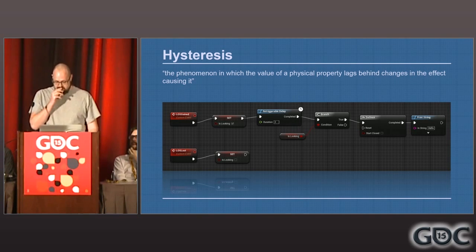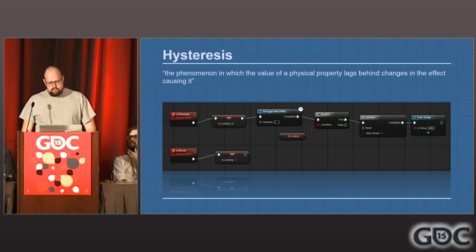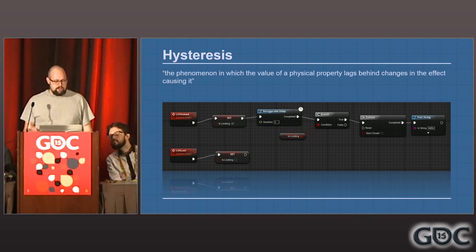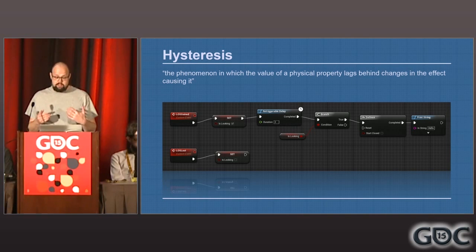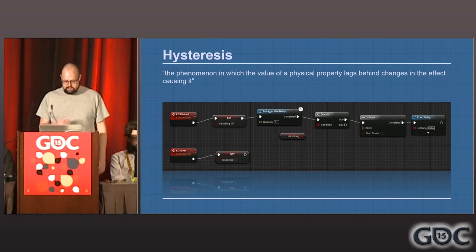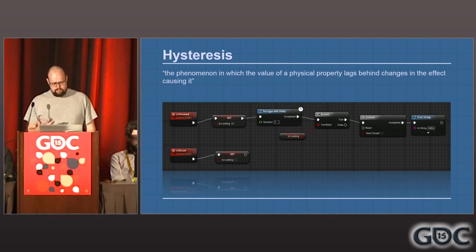because it looks like a mess right now. But basically, hysteresis is, like the dictionary definition is up there, the phenomenon in which the value of a physical property lags behind changes in the effect causing it. Really what this means is you just trigger events on thresholds as opposed to just a binary on-off switch.